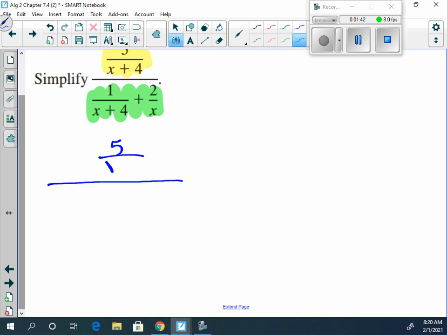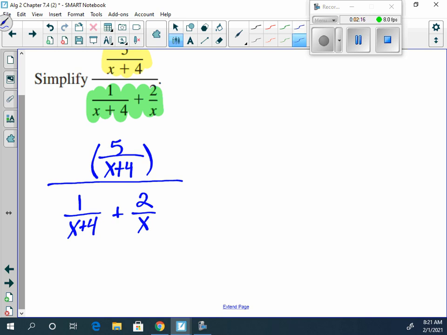Can we just add across? Unfortunately, no. Since the x plus 4 on bottom is being added, it's not as easy as doing that. We might be able to do that eventually, but we can't do it at this point. What we're really looking at first is the denominator, 1 over x plus 4 plus 2 over x. We need to be able to add these two together.